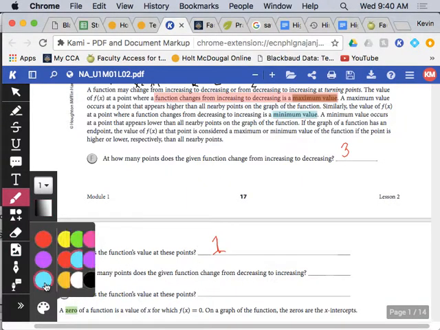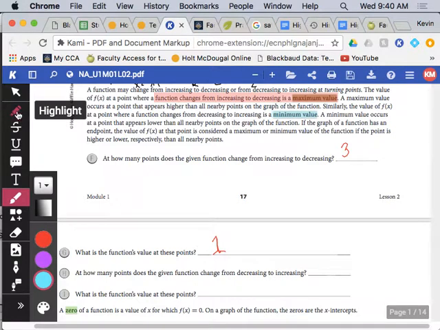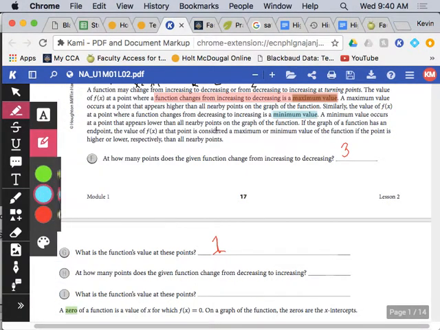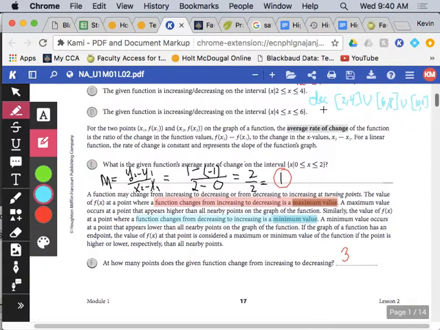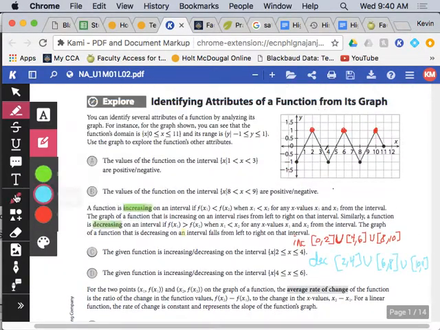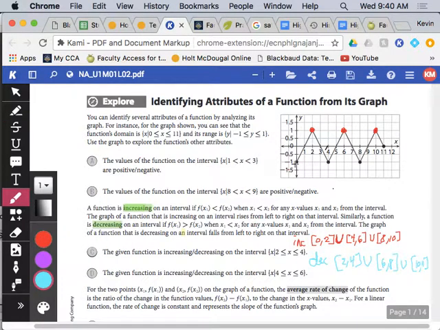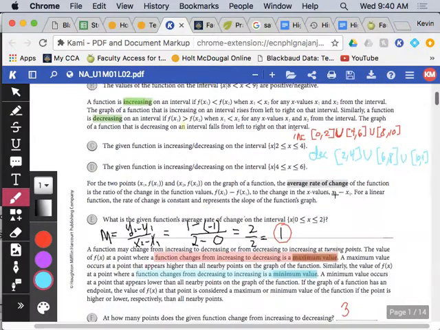Next we learn about minimum values. Where a function changes from decreasing to increasing is called a minimum value. So here, it's just increasing, then decreasing, then increasing. So decreasing to increasing, and then decreasing to increasing. Why didn't I highlight the 2 points on the end, class? It didn't go from decreasing to increasing there. You see? Does that make sense? Okay. So those are my minimums.